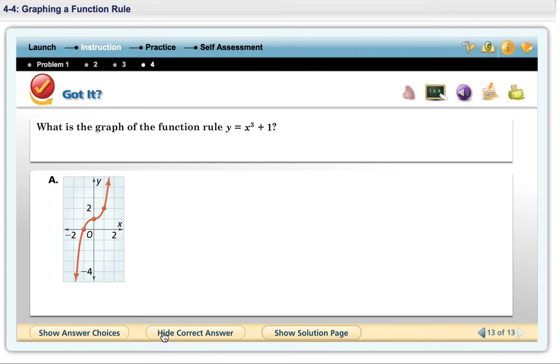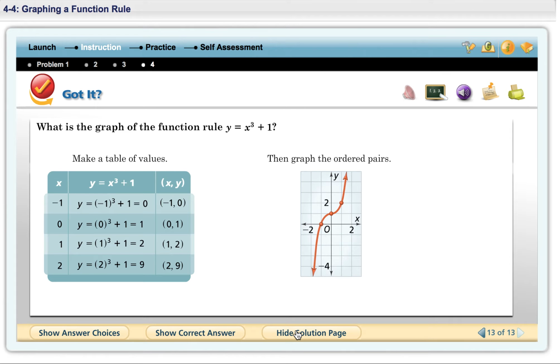When I usually do these, I do -2, -1, 0, 1, and 2, and if the graph still looks kind of weird, I'll graph a couple more on either side. But here's a solution page. It shows you when you cube -1, you get -1, and you add 3, you get 2, and so on.